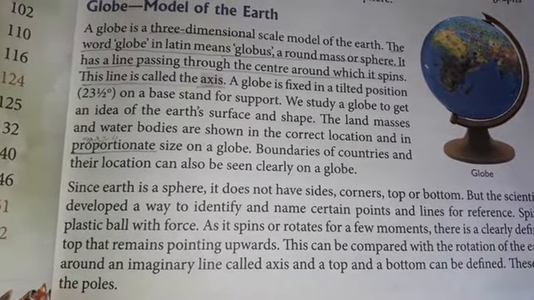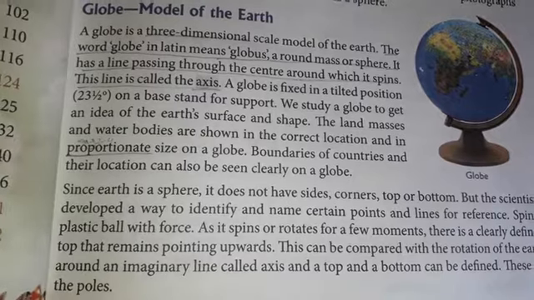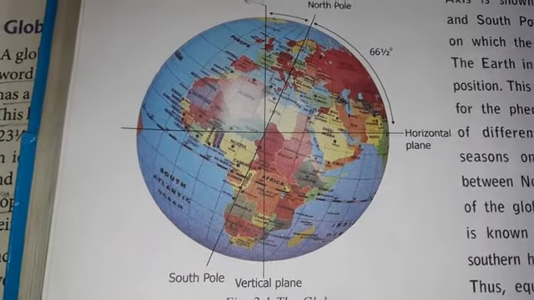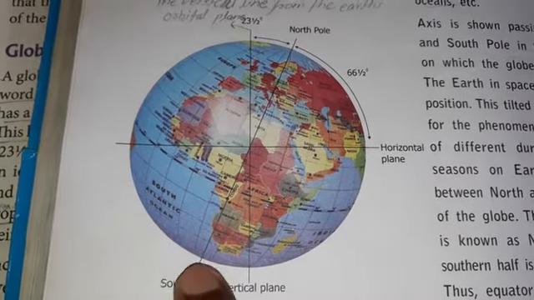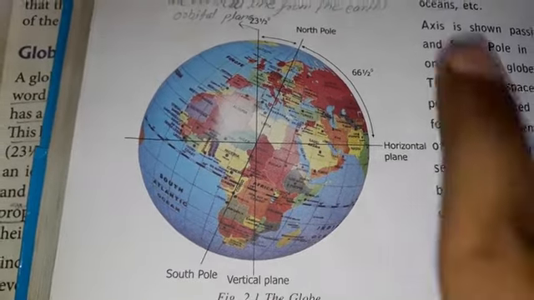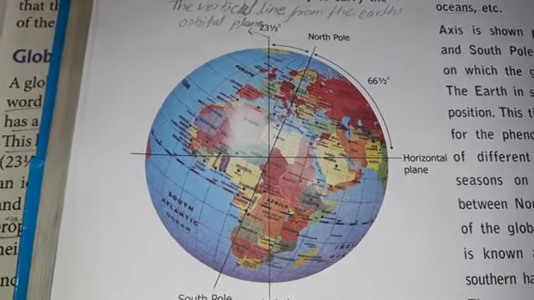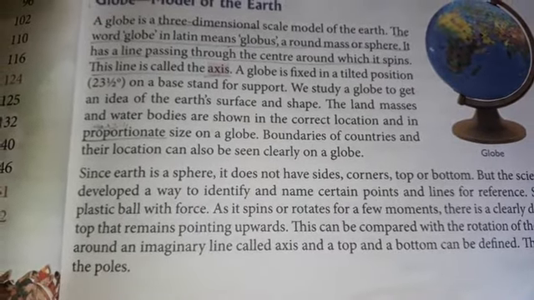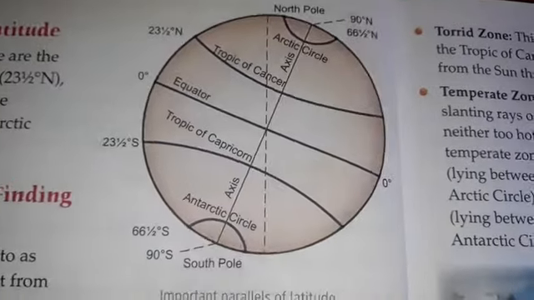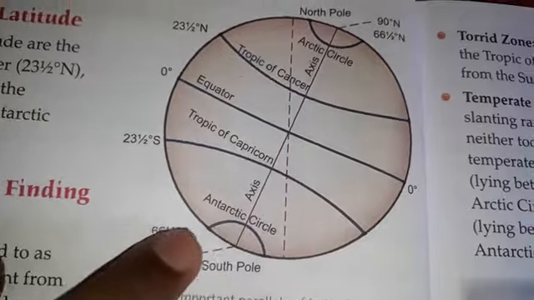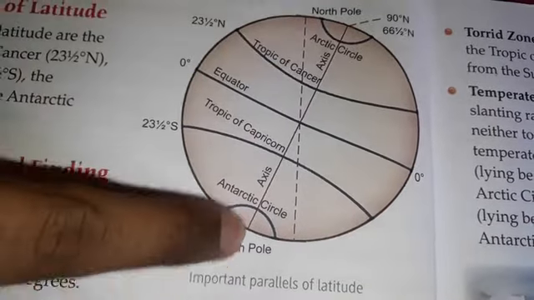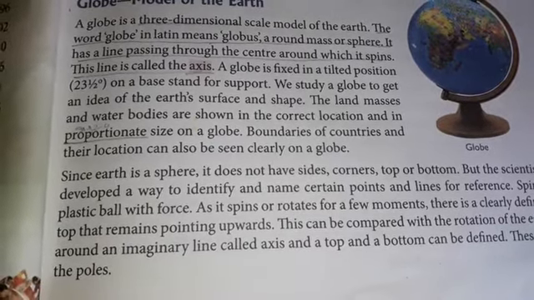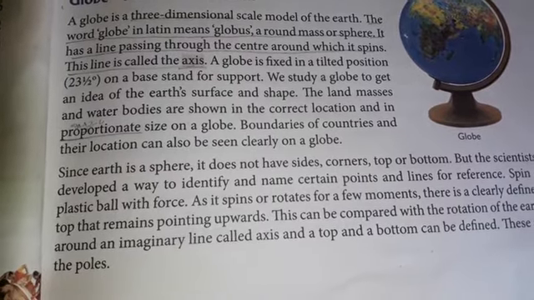It has a line passing through the center around which it spins. This line is called the axis. Look at this picture. It is the axis, South Pole and North Pole. A globe is fixed in a tilted position of 23 1/2 degrees. Look at this picture. Our earth is in a tilted position, that is the axis and the tilted position. The globe is fixed in a tilted position of 23 1/2 degrees on a base stand for support.